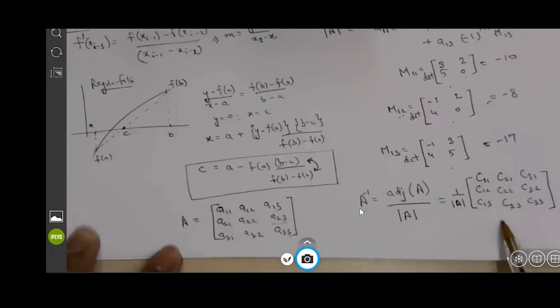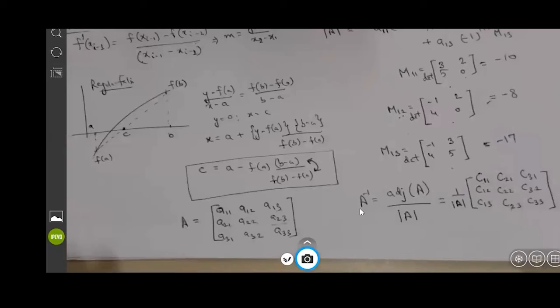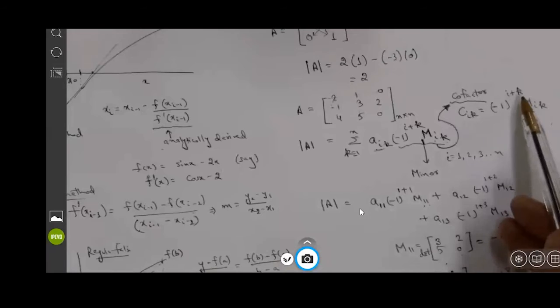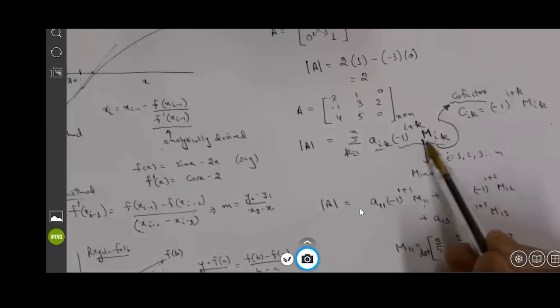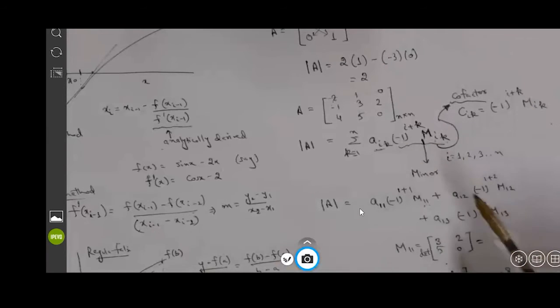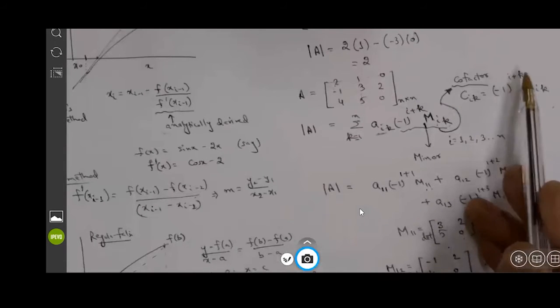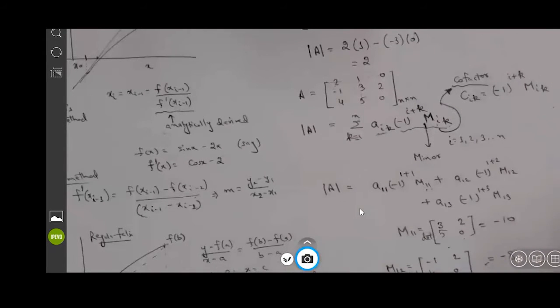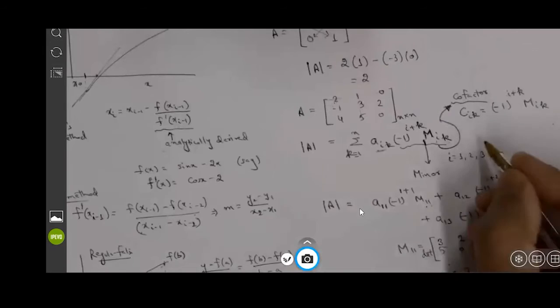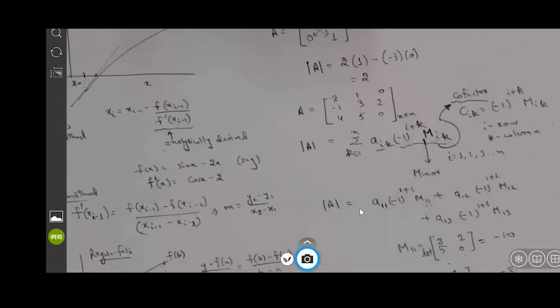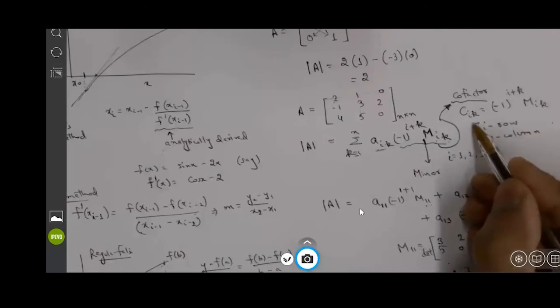What was the formula for the cofactor? The formula for the cofactor is represented here. It is -1 raised to the power i plus k, the same expression as here. And you said i is the row? Yes, i is the row and k is the column. Okay. All right. Thank you.